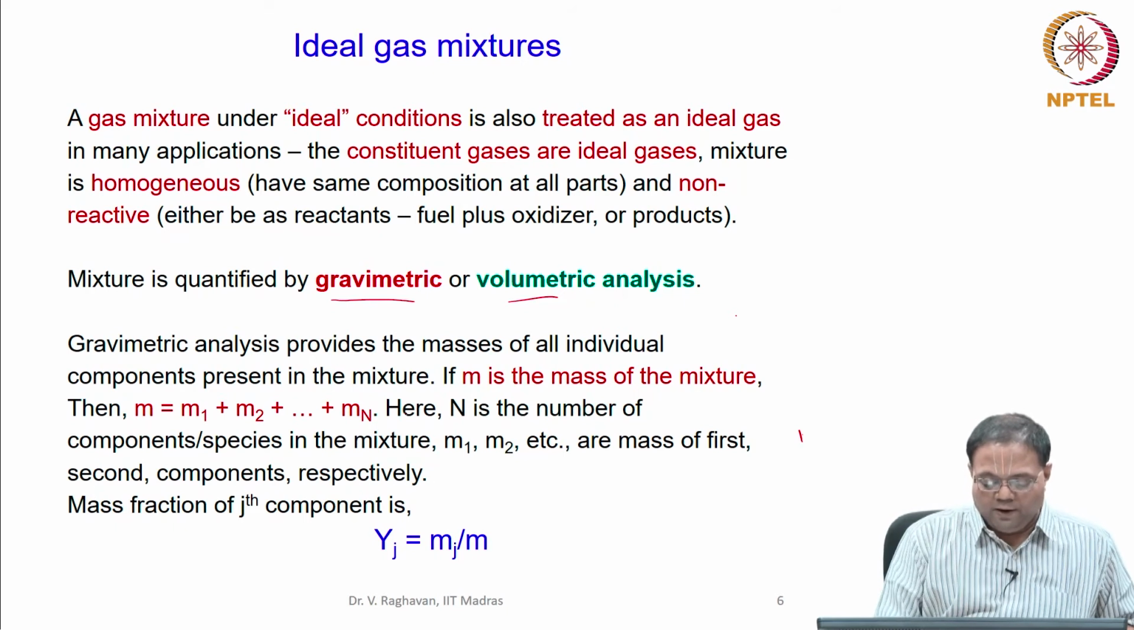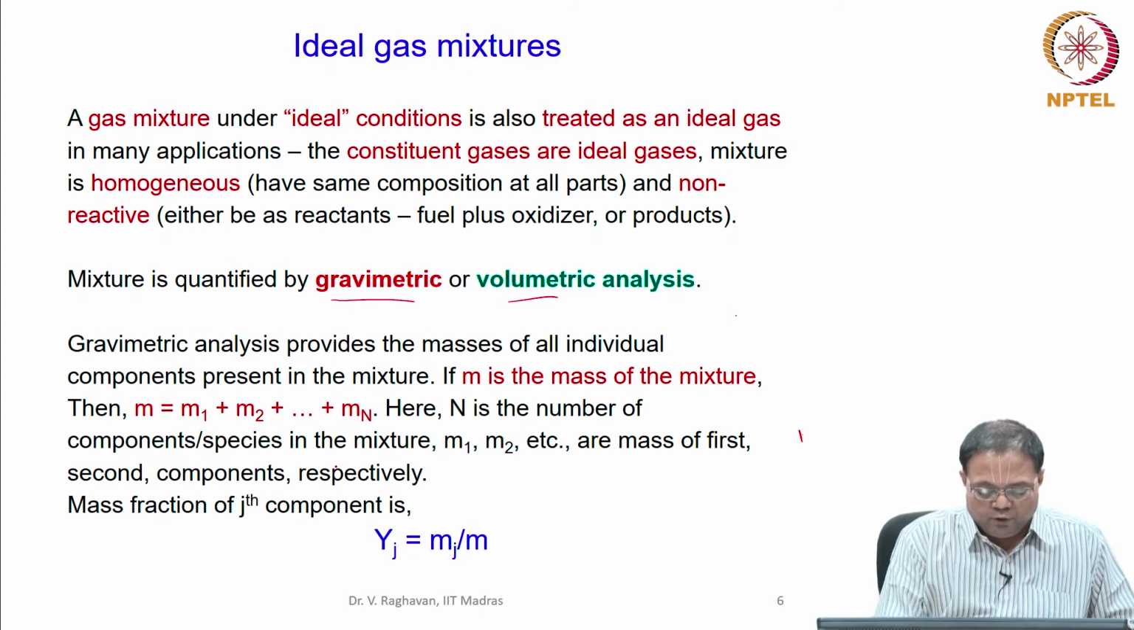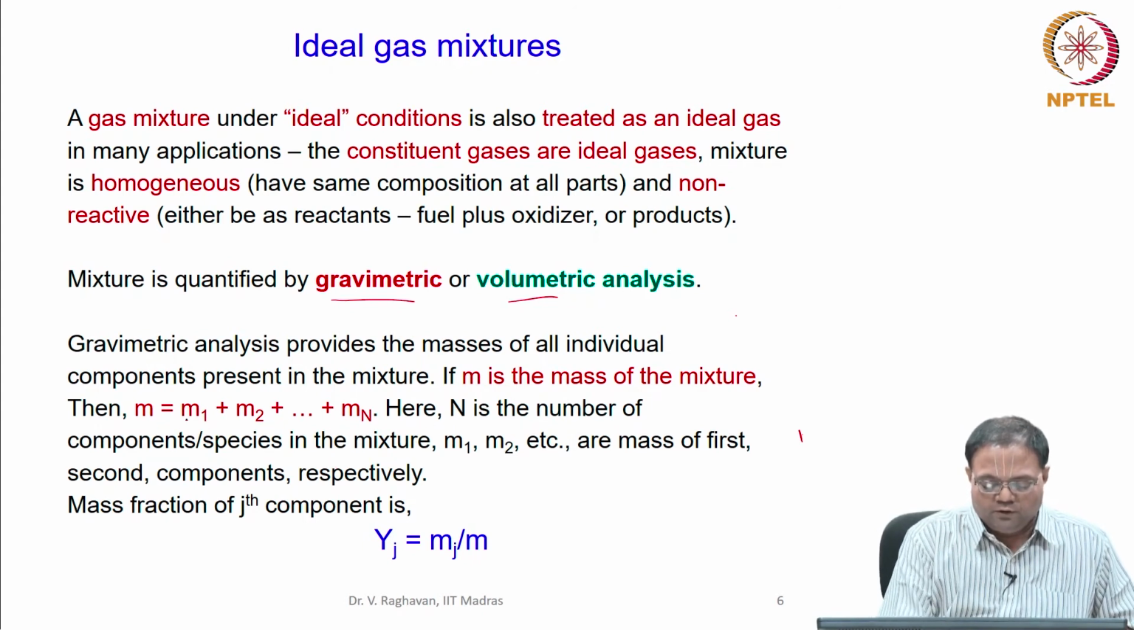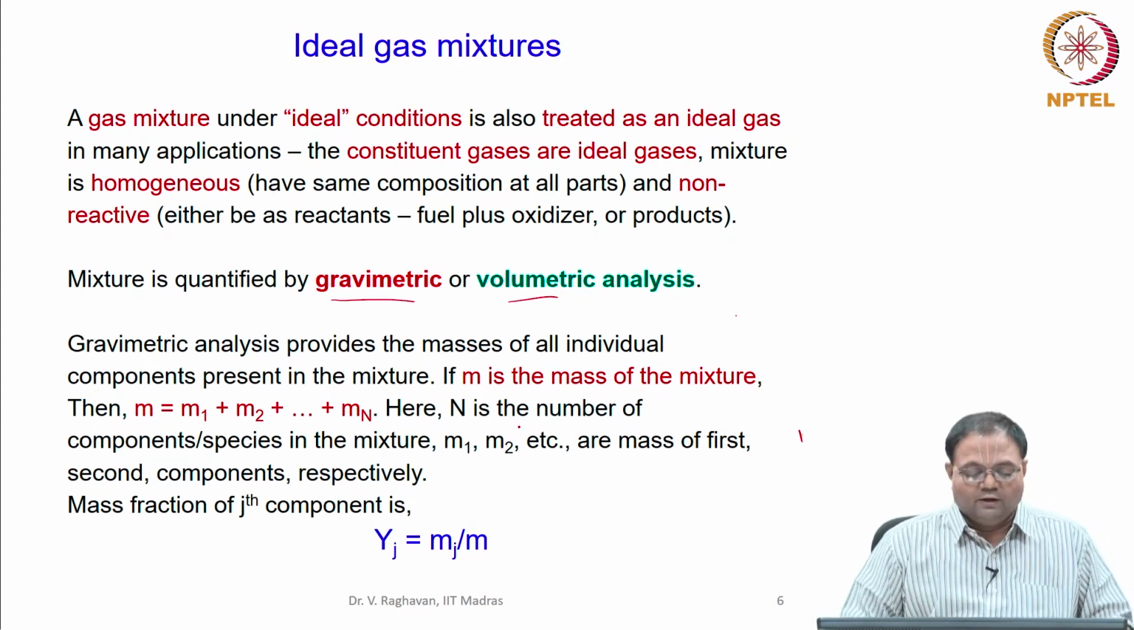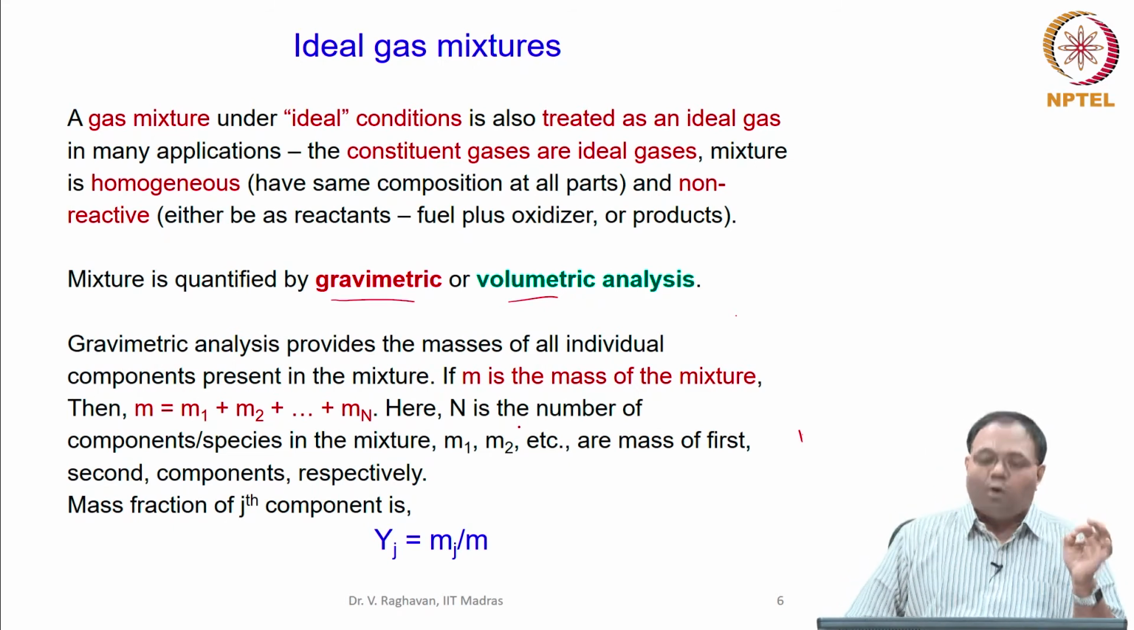So, this is obeyed, and you can see that when you divide this total equation by M, you get an identity. I will come to that in the next slide. Now from this equation I can define what is called a mass fraction.